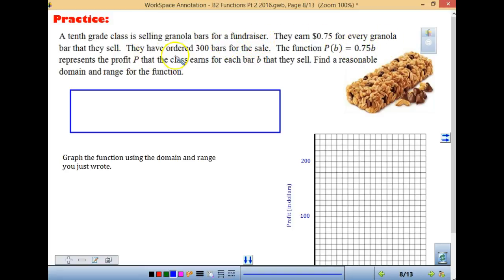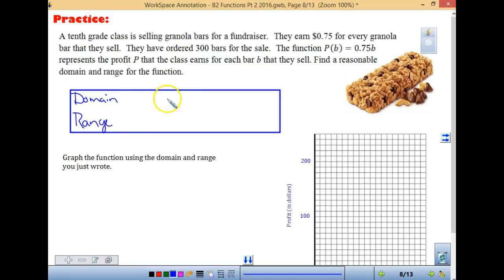75 cents a granola bar. Here's our function. The profit of each bar is 75 cents. That represents profit they earn from selling each bar. Find a reasonable domain and range. So I want you to try this right now on your own. Domain and range. What kind of numbers?